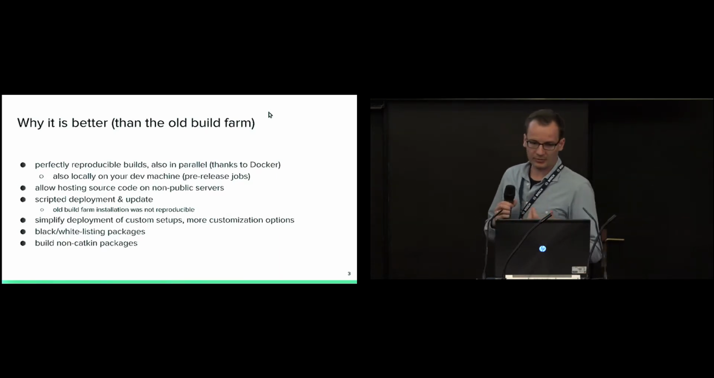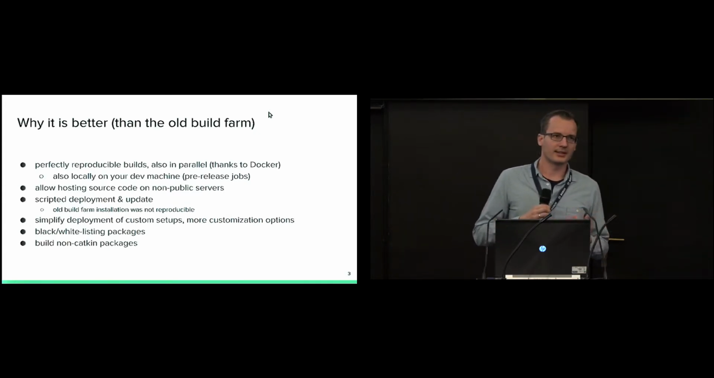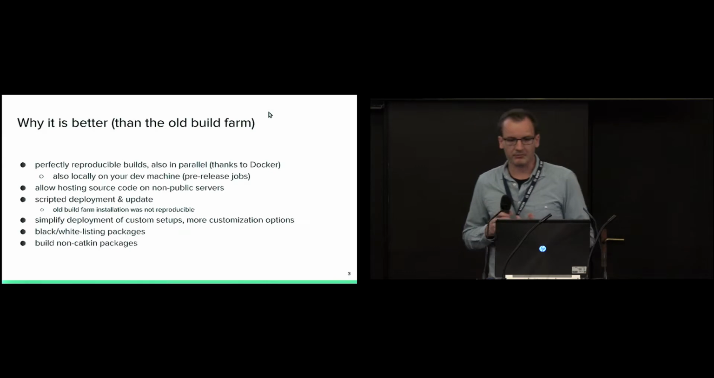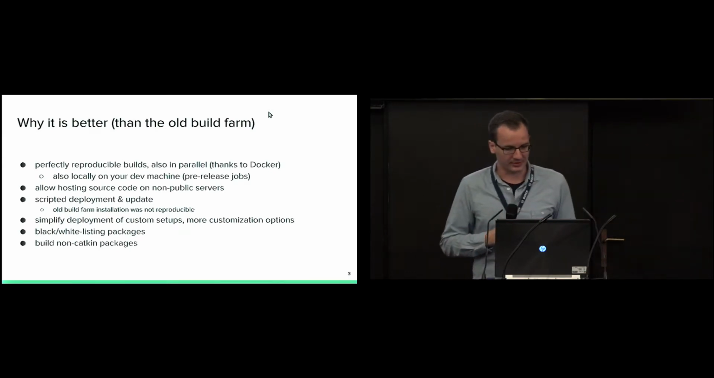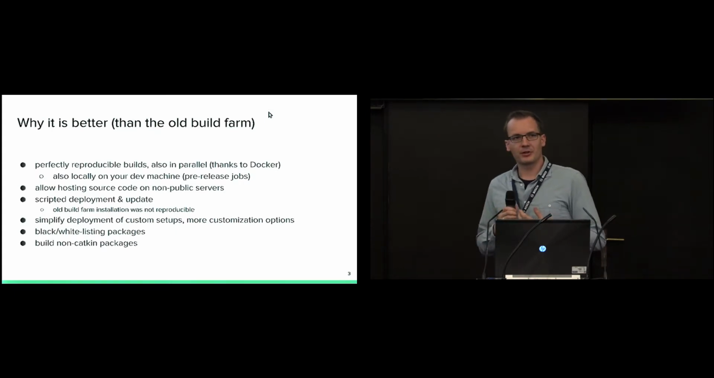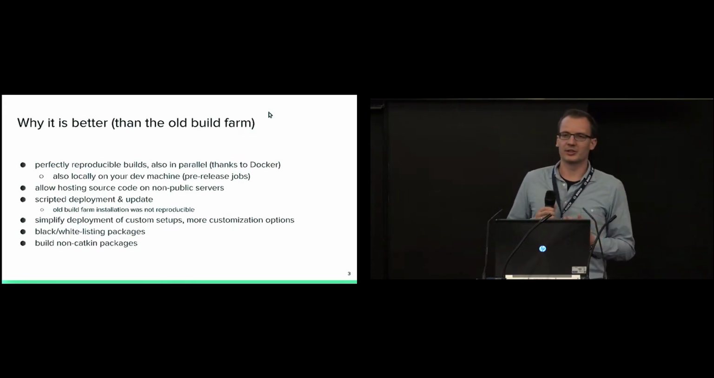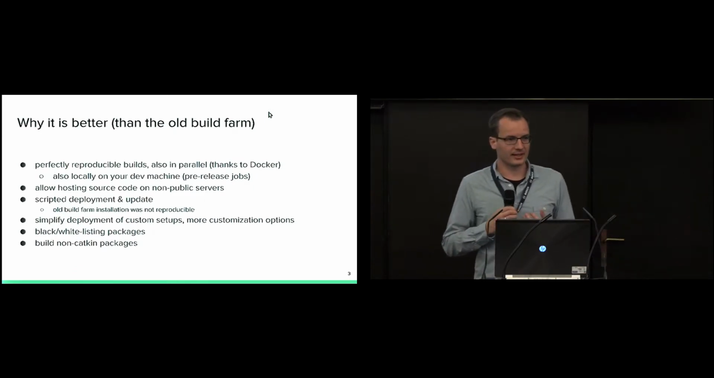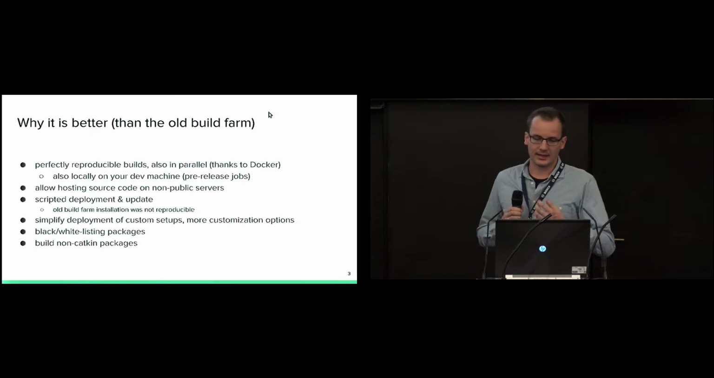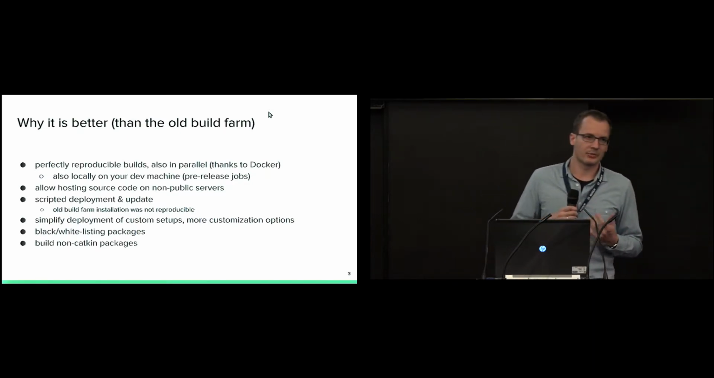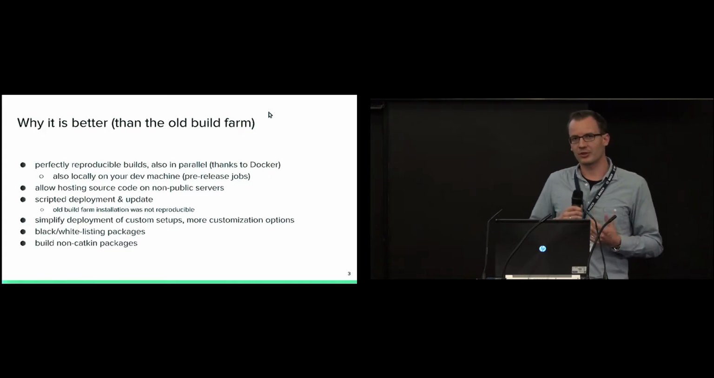Another point I also mentioned before is that it allows us to host source code on non-public servers. The current build farm assumes that it can check out from Git repositories that are publicly available without authentication, and this is problematic for a corporate environment, for instance. Another pretty big pain point of the old build farm was that it was pretty much only one instance that is running, so it would be very hard to set it up on your own servers. What the guys from OSRF did is they scripted much of the deployment and update process, so it's pretty easy to run it at arbitrary times on arbitrarily many servers.